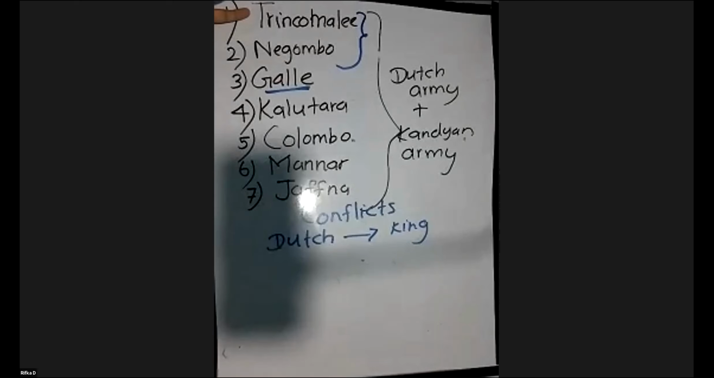So, now what are the fortresses captured by the Dutch army from the Portuguese? Trincomalee, Negombo, and Gaul. So, why especially did they not like to hand over these areas to the king? Because these areas are abundant with cinnamon, right? They were abundant in cinnamon, so they did not like to give that to the king.